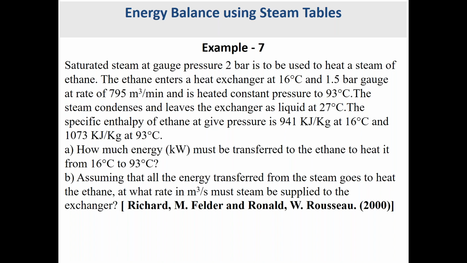The steam condenses and leaves the exchanger as liquid at 27 Celsius. The specific enthalpy of ethane at given pressure is given to you, because for ethane you don't have the table you can refer, but for steam you can refer. So you don't have any problem. They already give to you the specific enthalpy of the ethane at two different temperatures.